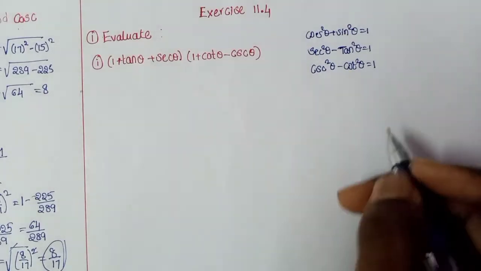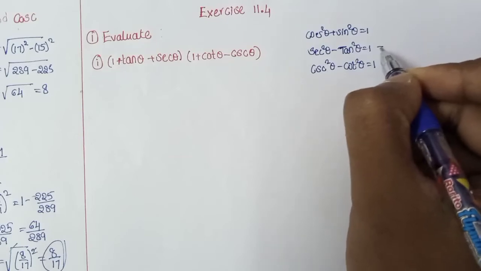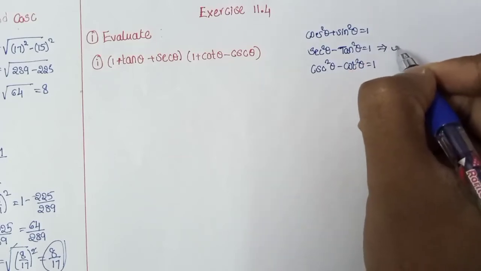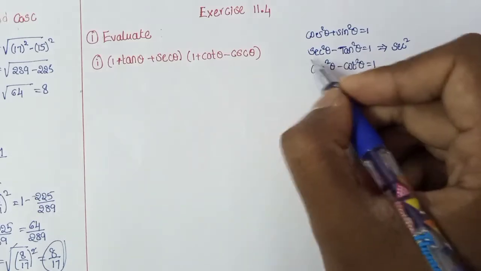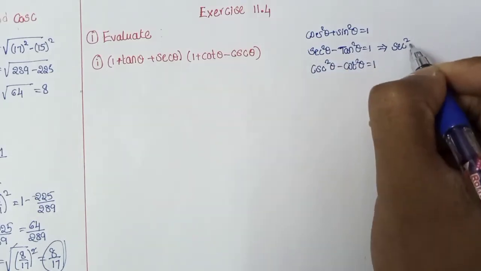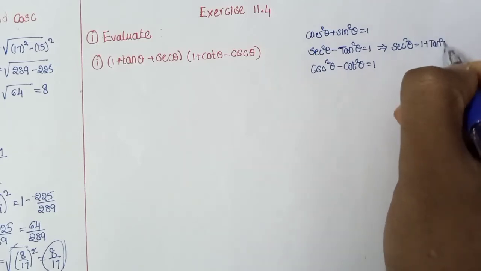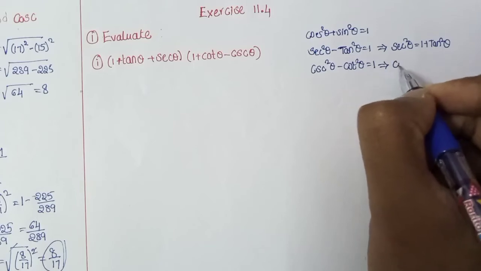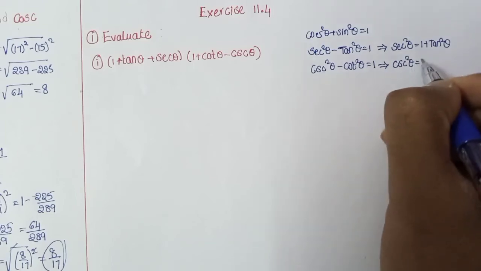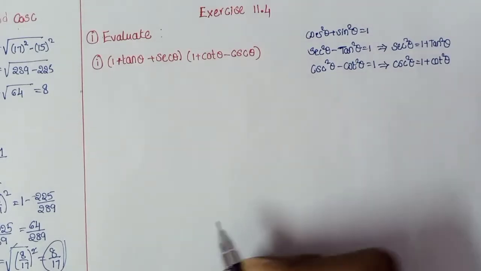You can write these in terms of other forms, but remember these, very basic, without minus, that is, all need to be positive. So sec square theta is equal to 1 plus tan square theta. You can write like this. And the second one is cosec square theta, which is equal to 1 plus cot square theta. Remember like this.